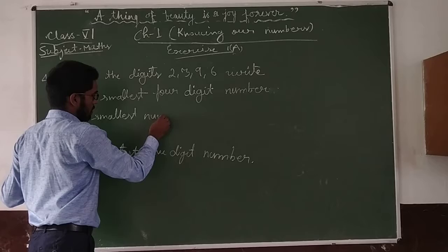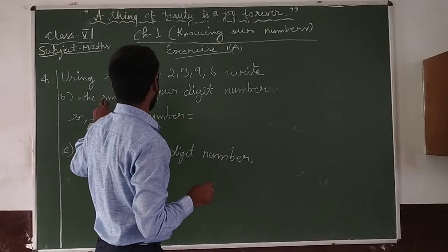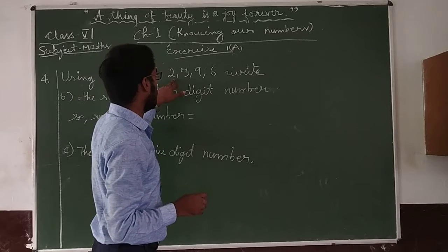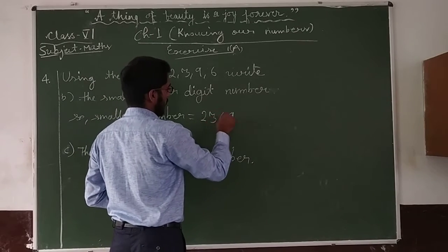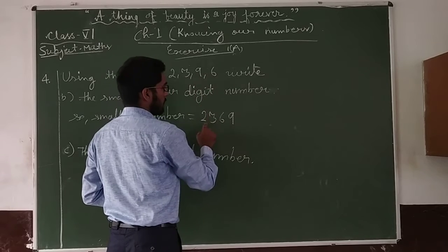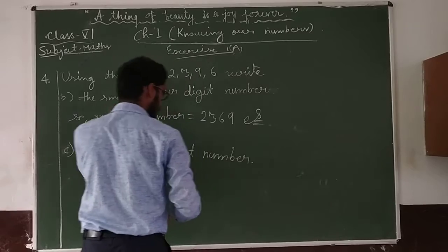Smallest number is equal to, start from the smallest digit, because you are writing the smallest number: 2, 3, 6, 9. 2, 3, 6, 9. This is the smallest number. That is your answer. Okay.